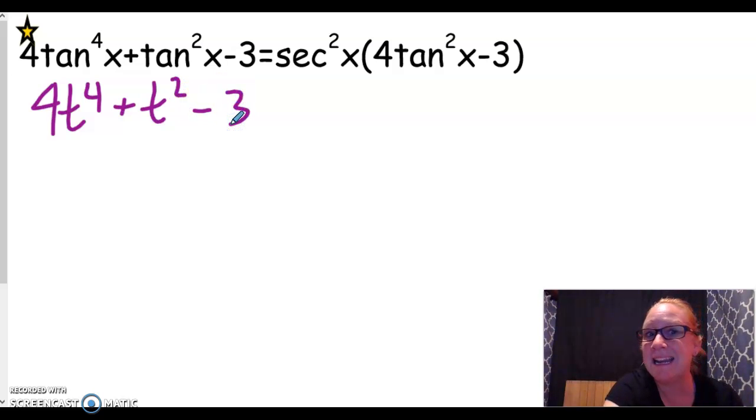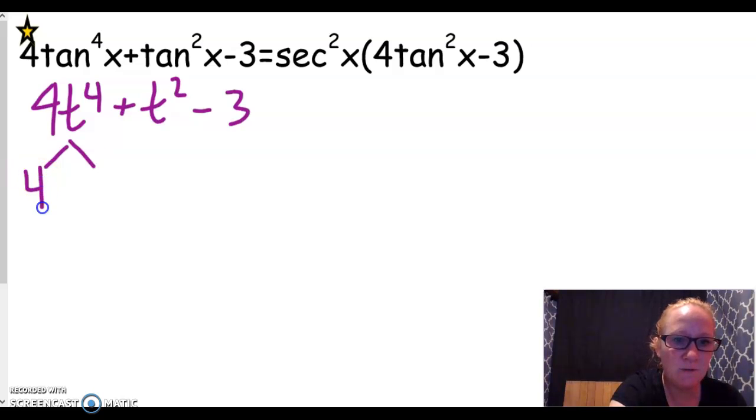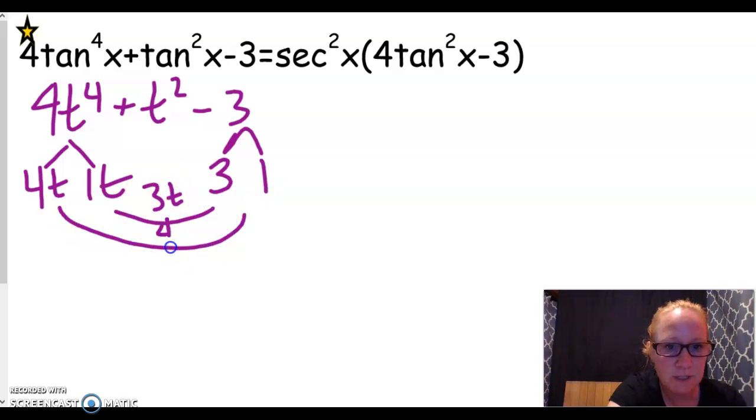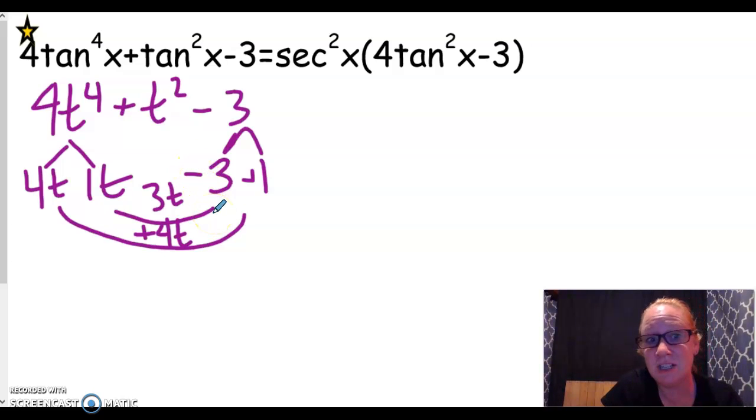Okay. And if I was doing that, I would factor that. So I'm thinking, let's do 4t and 1t. And then over here, I'm going to do 3 and 1, because then I would get 3t and I would get 4t. So this would have to be positive, so plus and minus. Okay. So now what I did was I just factored it.